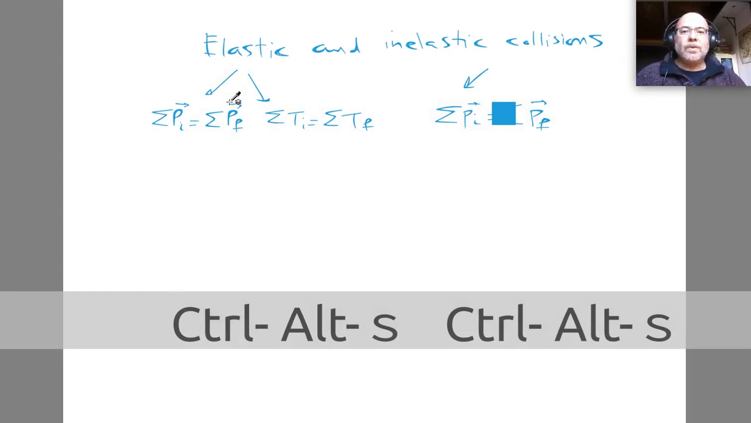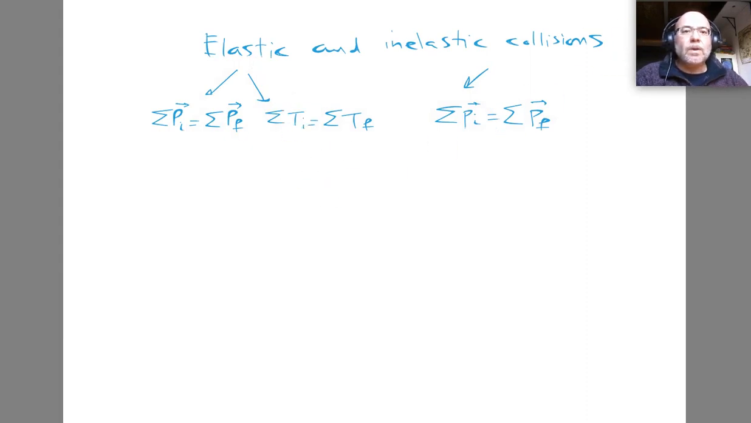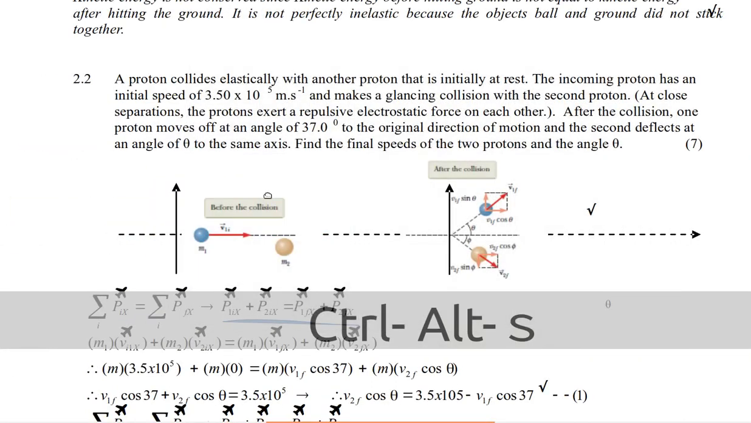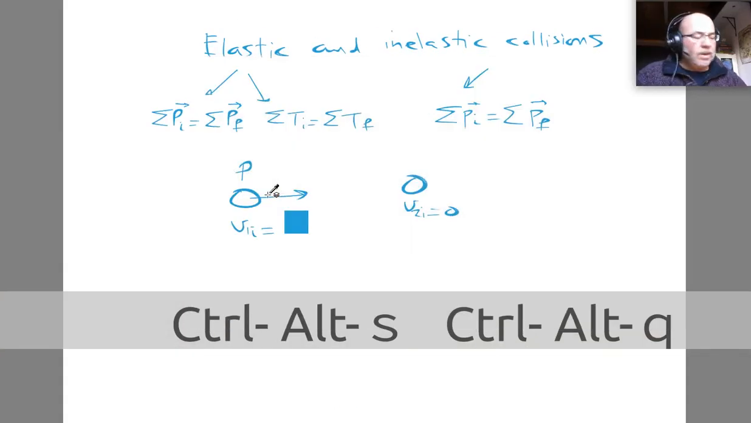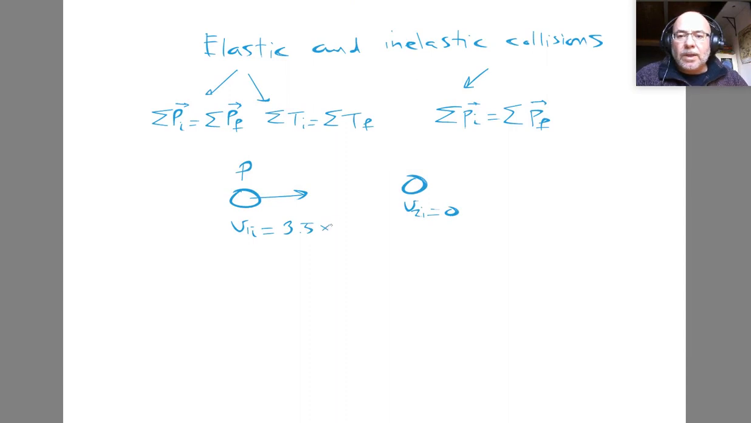For that, we are going to make the problem here. We're going to need a few pages. So initially we have a proton, right? And we have a proton which is not moving. So V2 initial is equal to 0, and V1 initial is equal to that velocity that we mentioned before, which was 3.5 × 10^5 meters per second.